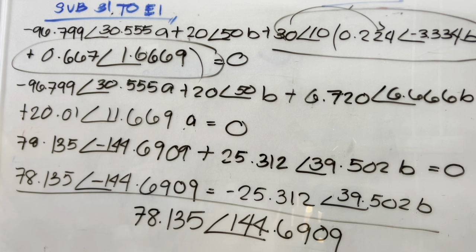Therefore, we got the answer of A is equal to 0.324 angle of negative 123.808. Alright, we have the value of A. This will become our equation 5 prime. Okay, equation 5 prime.